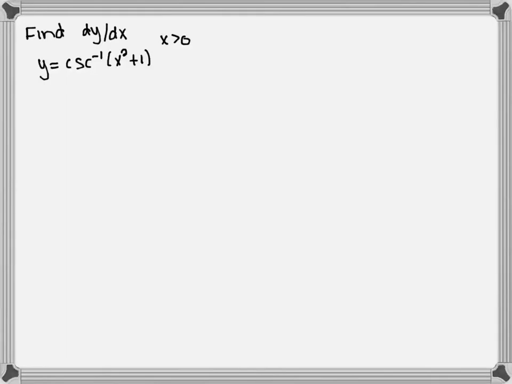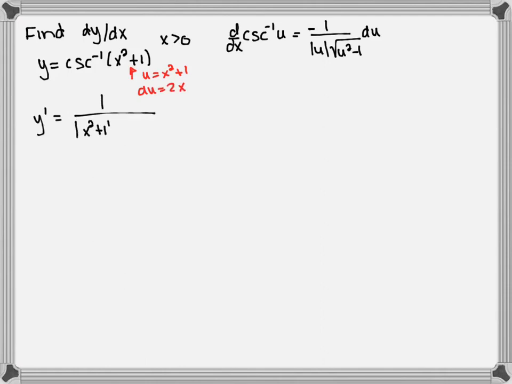So we want to find the derivative of cosecant inverse of x squared plus 1. So we're going to find the derivative of cosecant inverse, which we already know what it is. So first thing we need to do is find what u is and then the derivative of u. So we're just going to use the formula to find the derivative. Then we're going to do a little bit of algebra on the square root.